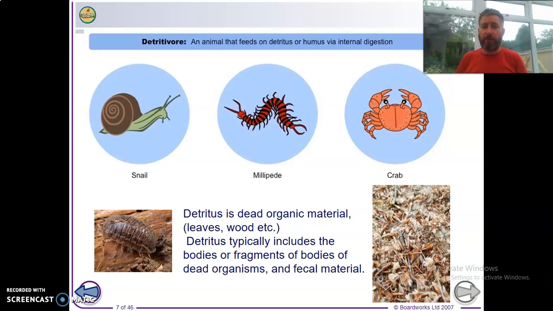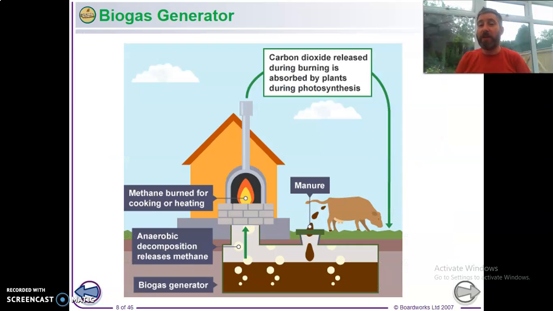Millipedes and snails do the same thing. Down there, you've got a woodlouse. Woodlice are really good at eating decaying wood and plant matter, and all of these things are really important because they break down the molecules very, very small, and then the bits that they don't eat are then digested by bacteria. So that is the recycling cycle.